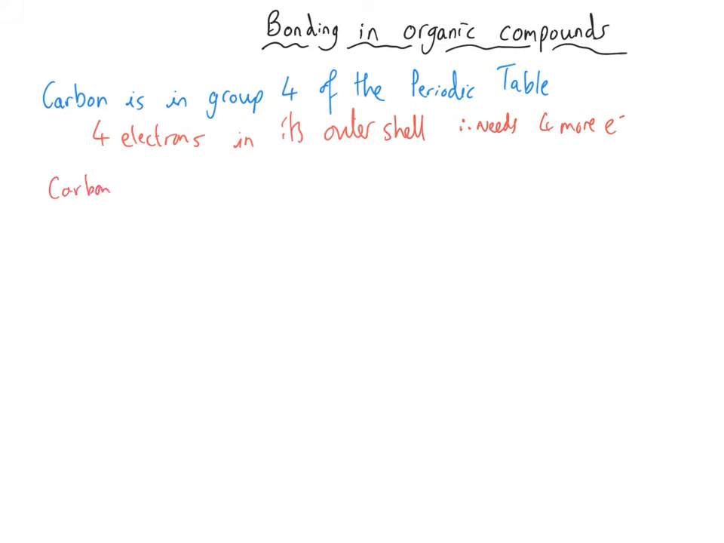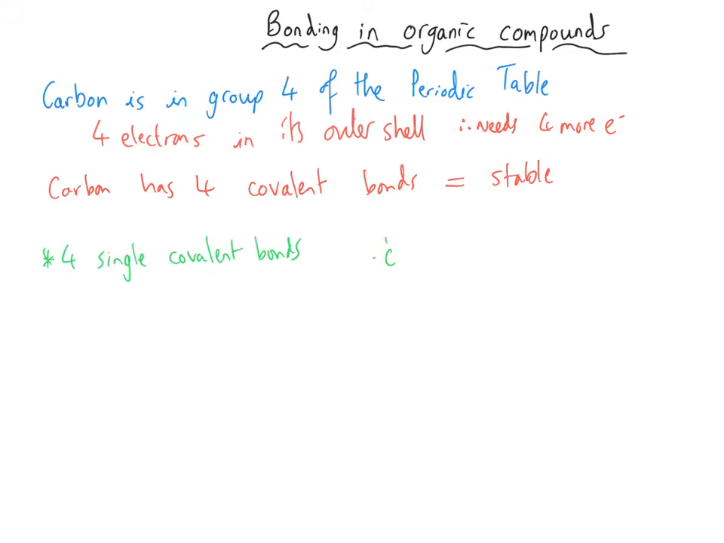To do this, carbon therefore forms 4 covalent bonds, and that makes it become stable. So carbon has 4 covalent bonds, and this makes it stable. Now there's 3 ways that it can do this. The first one is definitely the most common. It can have 4 single covalent bonds. And this is the case in simple carbon compounds such as methane, and in other compounds such as methanol.